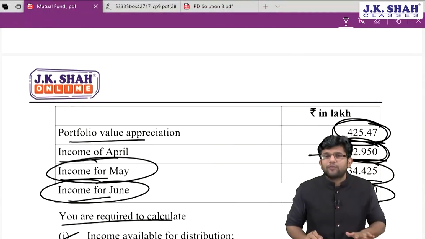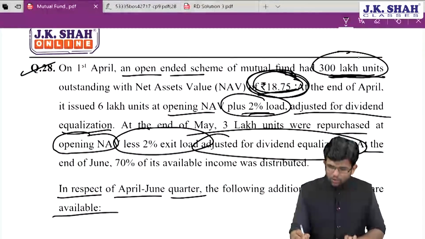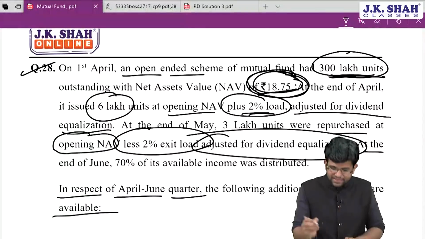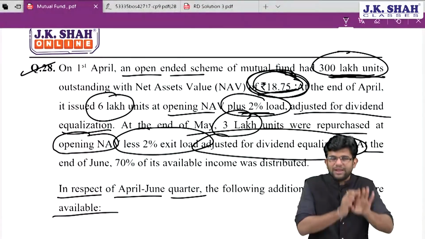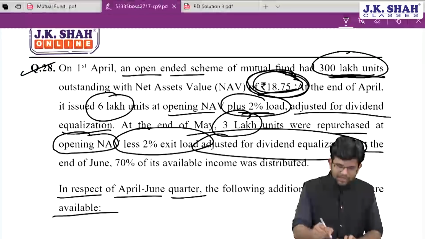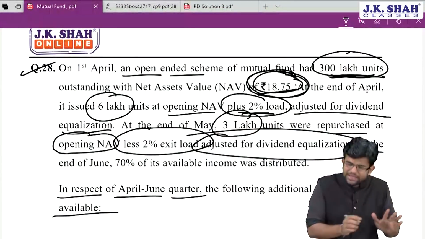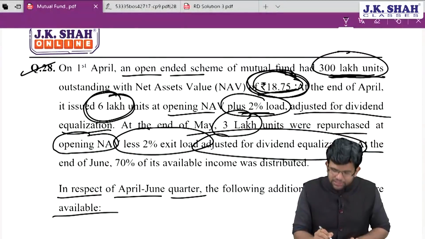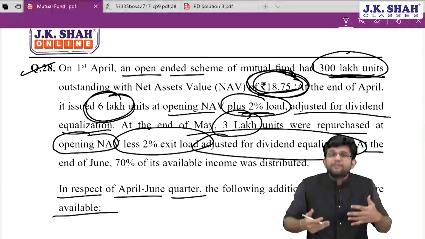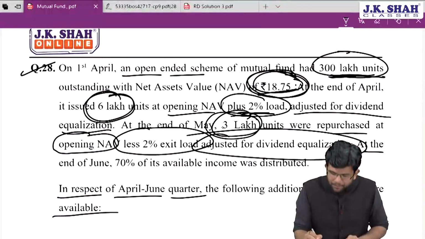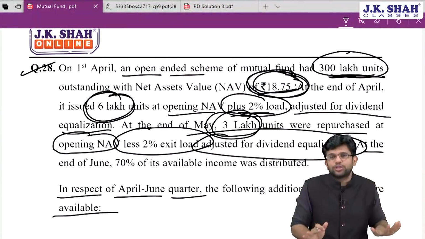Everybody clear? Of course, when I'll be dividing by the number of units, it won't be 300 lakh units now, because you have also raised an additional 6 lakh and you have repurchased 3 lakh. So basically 303 lakh will be left at the end. Ready? So let's start. Let's see the final calculation. And also obviously, as you will be raising new funds, 6 lakh units, new fund will come into our bank account, correct? New fund will therefore increase the NAV. When you are repurchasing the units, fund will go out from your bank account. There will be a reduction in the NAV.